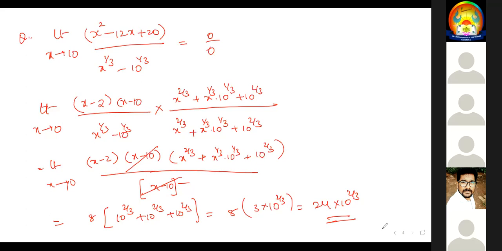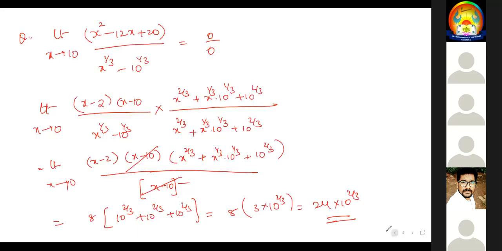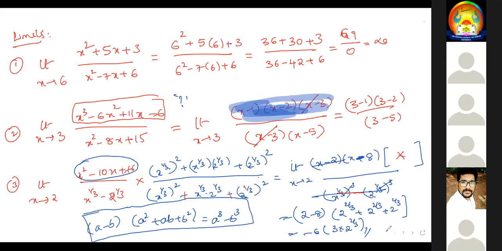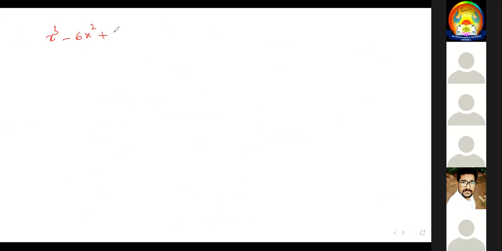How to factorize it, you know? In that question we got x cube minus 6x square plus 11x minus 6. We have that equation, no? That's the question now. So the question is how to factorize.